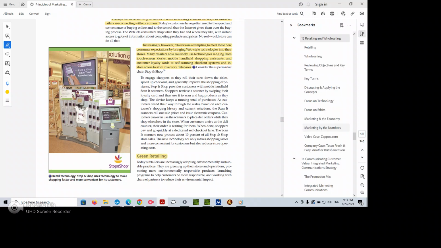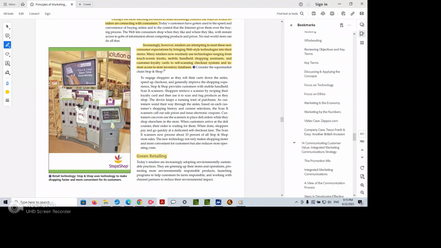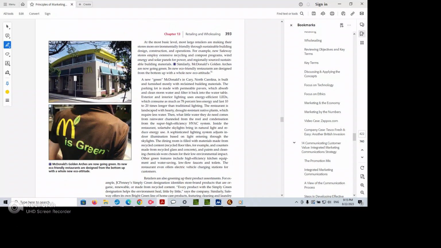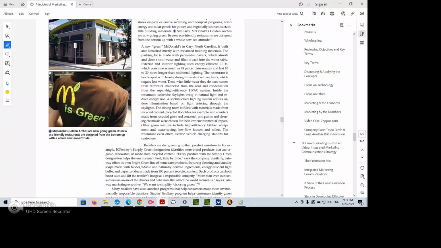We also have something called green retailing. Okay. Now, today's retailers are increasingly adopting environmentally sustainable practices. They are greening up the stores' operations, promoting environmentally responsible products, launching programs to help customers be more responsible, and working with channel partners to reduce environmental impact.